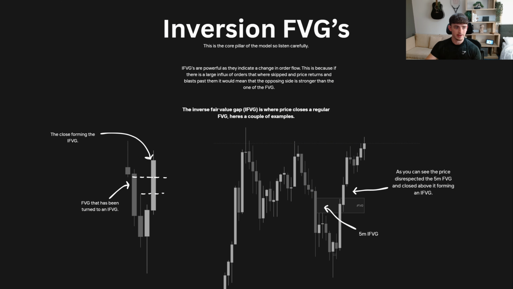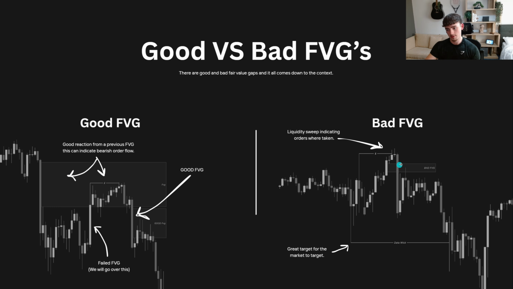Now, let's go back a slide as well, because you can see it here, I imagine. Here we go. So you can see here as well, we've got an inverse fair value gap here, an inverse fair value gap here, and then the bearish fair value gap holds. So a very nice change in order flow.